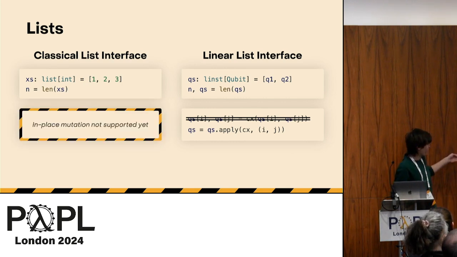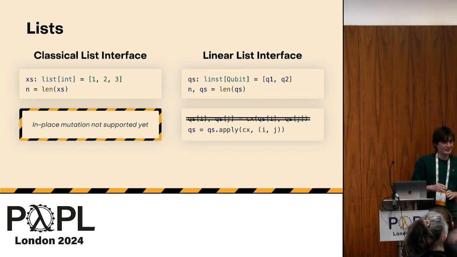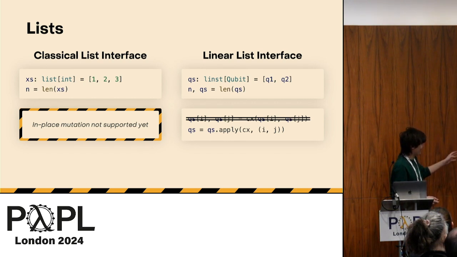On the classical side of things, this is still a bit of work in progress. At the moment, we only have immutable versions of these lists, because we're still looking at allocation and garbage collection things, but we're hard at work here as well.